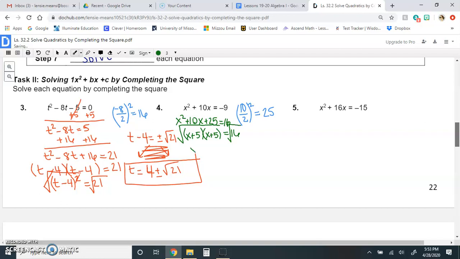which is going to leave me with just x plus 5 equals the square root of 16, which is 4, and the square root of 16 is negative 4. So I'm going to solve both of these equations. I'm going to subtract 5, which would give me a negative 1 here. I'm going to subtract 5, which is going to give me a negative 9 here. So my two answers came out nice, pretty integers, no messy decimals this time, or radical form, and the two answers for that quadratic would be negative 1 and negative 9.